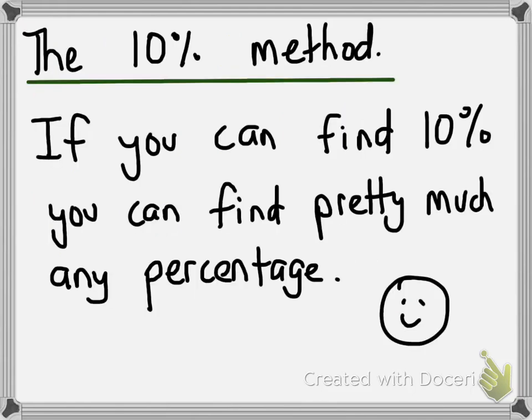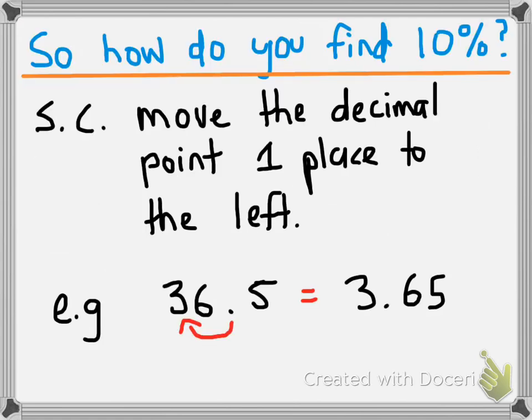But I like to teach the 10% method. So this way, if you can find 10% of a number, well, you can pretty much find any percentage. And sometimes, if you're at the shops and you're trying to figure out a discount, or you want to add on the GST or something like that, and you don't have a calculator, well, this 10% method will help you. So how do you find 10%? Well, basically the success criteria is that you just move the decimal point one place to the left.